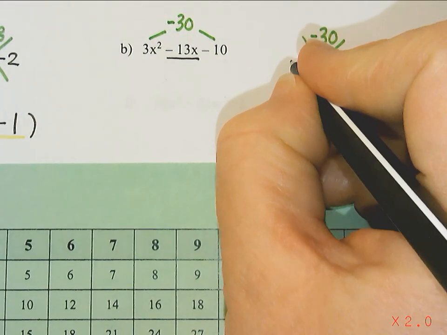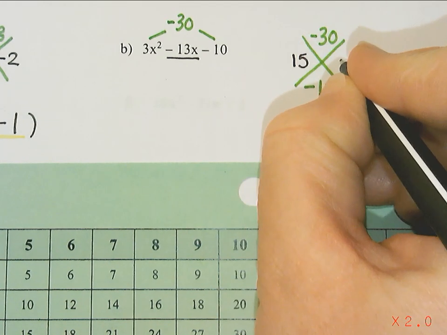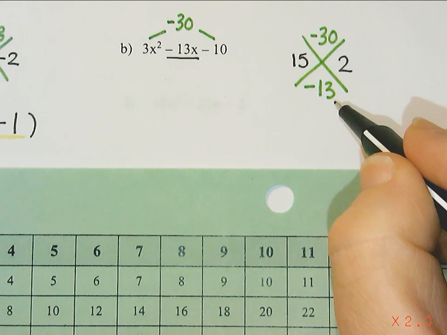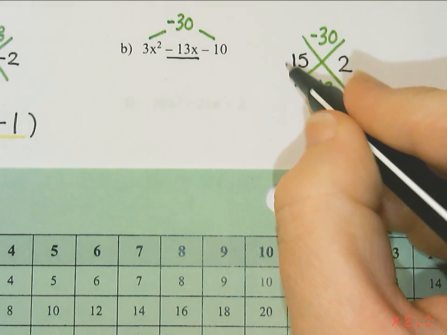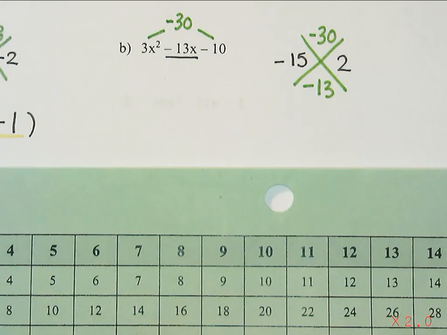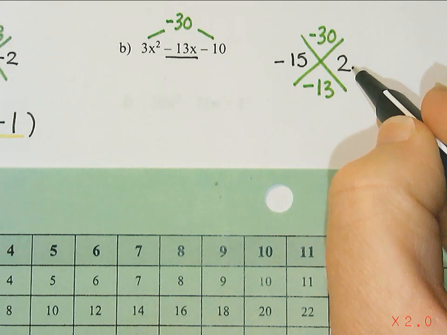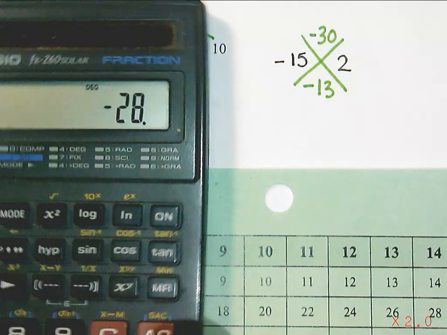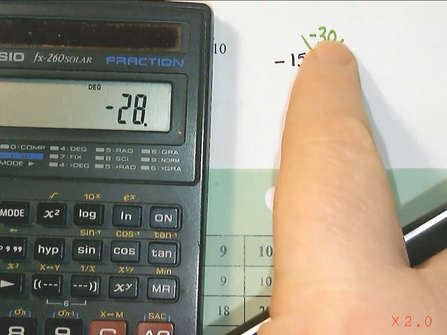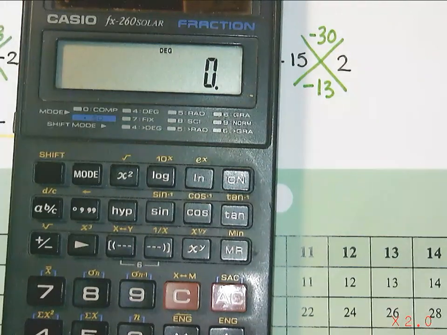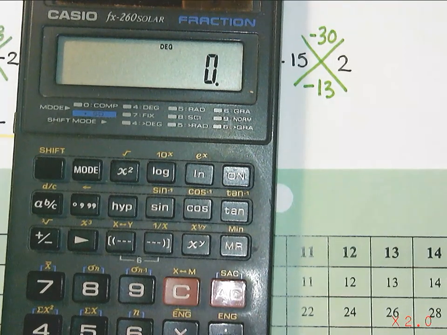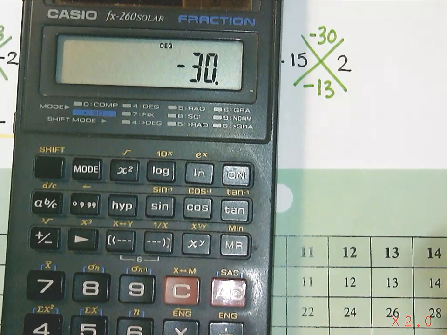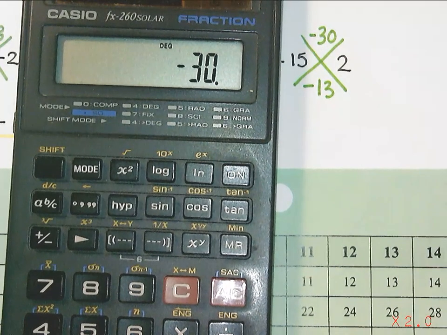If I do 15 and 2, in order for us to get negative 13, the bigger number would have to be the one that is negative. So negative 15 plus 2 does make negative 13. It is important, though, to check that this still multiplies to negative 30 and that the sign is correct. So I'm going to do negative 15 times 2, and I do get negative 30.